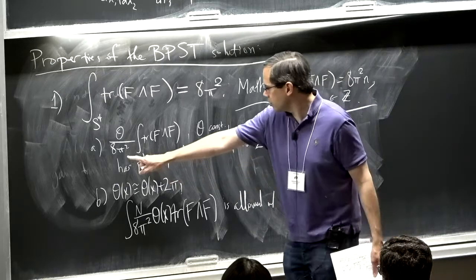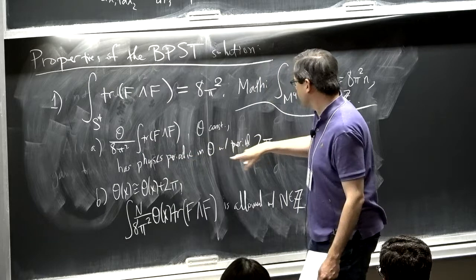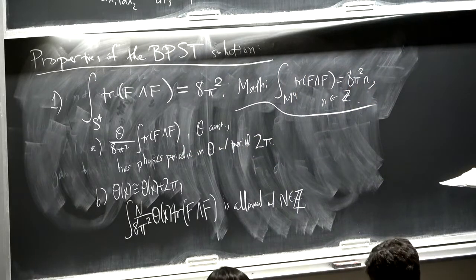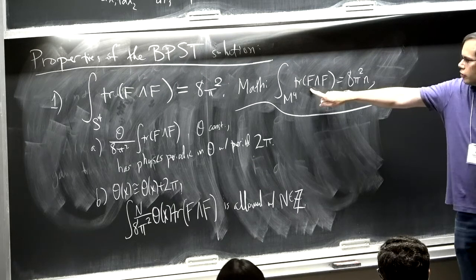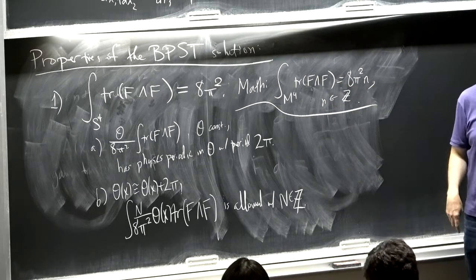What's written here? This theta over 8 pi squared has physics periodic in theta with period 2 pi. OK. So basically, the quantization of this integral has the same consequences in the U1 case and in the SUN case.